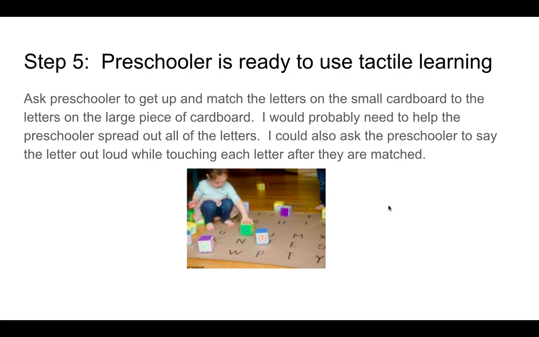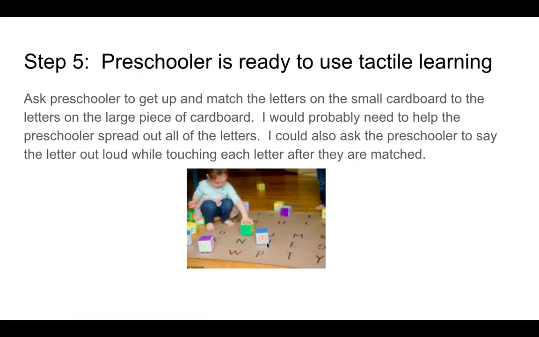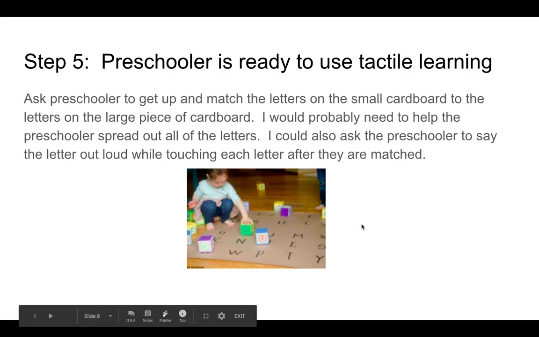Okay, step 5, preschoolers ready to use tactile learning. So ask the preschooler to get up and match the letters on the small cardboard to the letters on the large piece of cardboard. I would probably need to help the preschooler spread out all of the letters. I could also ask the preschooler to say the letters out loud while touching each letter after they are matched. So the preschooler would touch the U and say U out loud. That would also be another form of tactile learning, to touch each letter that they say out loud. And then they're using audio with that.